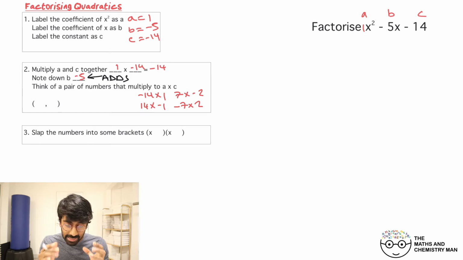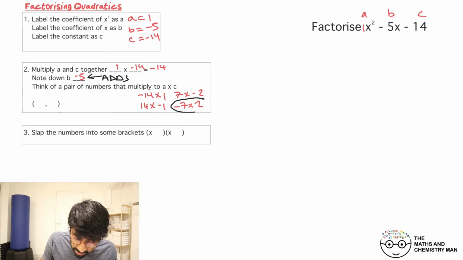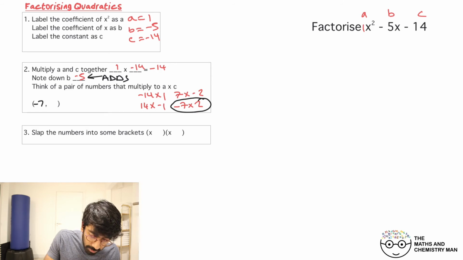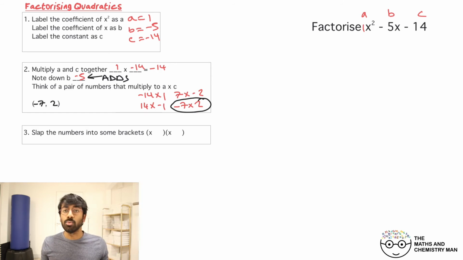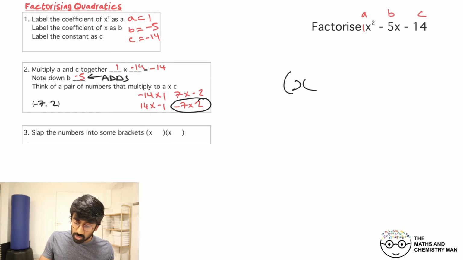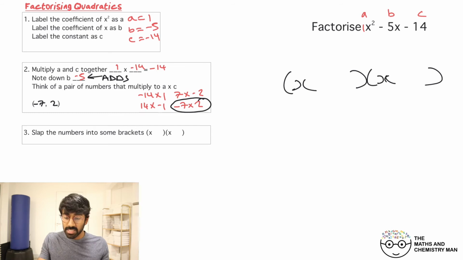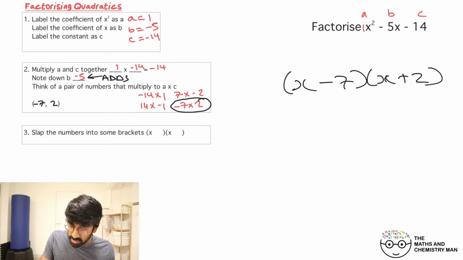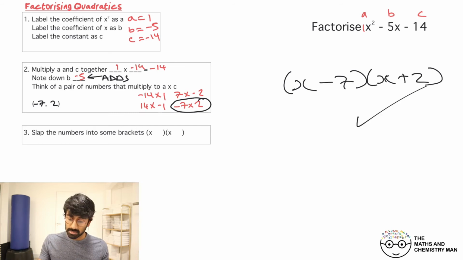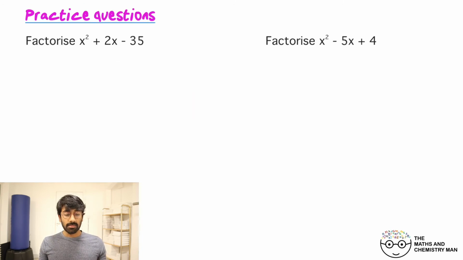Which one is going to add to give you minus 5? That's going to be minus 7 and 2, right? So minus 7 and positive 2. That's step number 2 done. The last part, get 2 brackets drawn, x at the front of each one of them like that, and just put the numbers in. So minus 7 and positive 2. And that's it. Done. Okay, so that was nice and quick. We've got through that. 2 practice questions for you to have a go at. Pause the video, have a go, and I'll catch up with you in a few seconds.